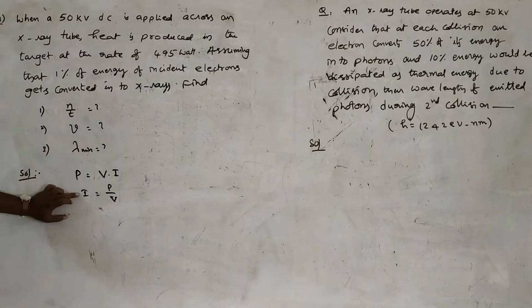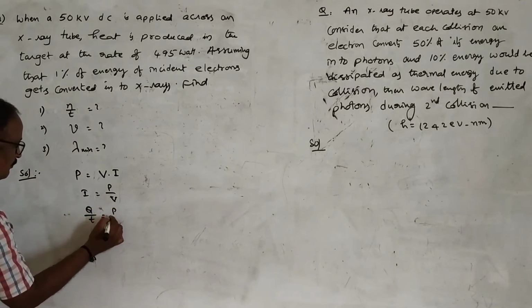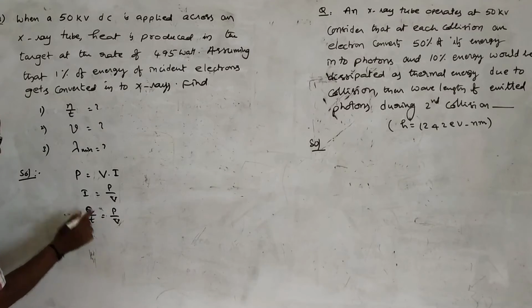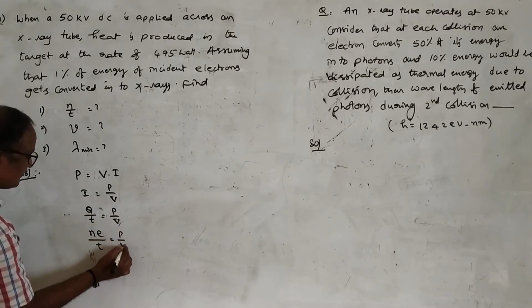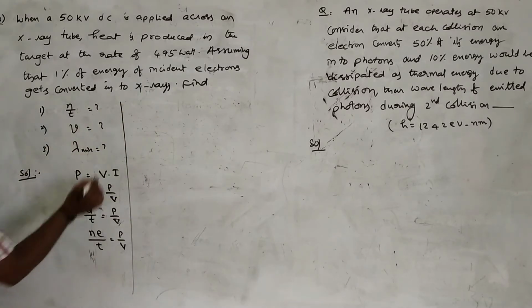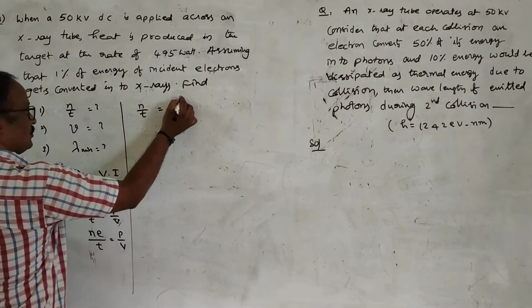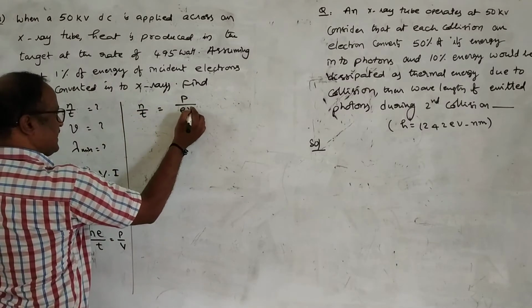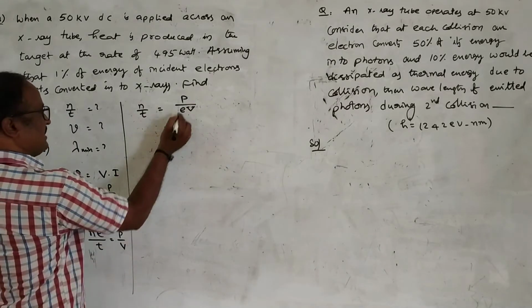Here what is I? Current. Again current is equal to Q by t, charge by time, is equal to P by V. Q is also equal to N into e, so N e by t is equal to P by V. Therefore, we should calculate N by t here, and N by t is equal to P by e V.